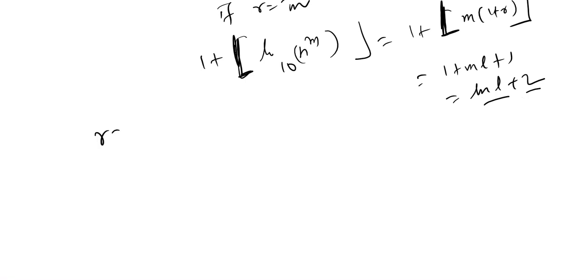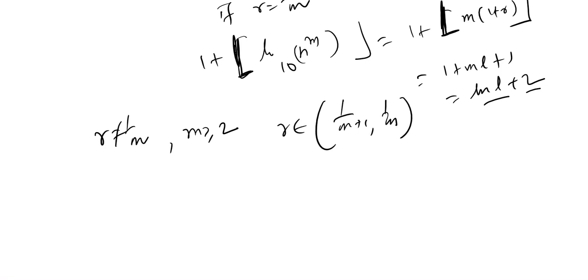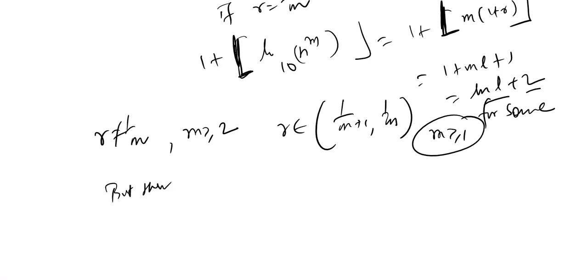So if r not equal to 1 by m, if we take here m greater than equal to 2 and r belongs to 1 by m plus 1 to 1 by m in this range for some integer m greater than equal to 1. So but then n to the power m plus 1 has even number of digits.